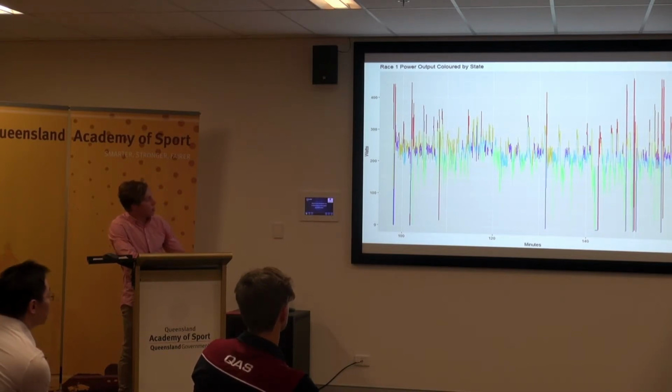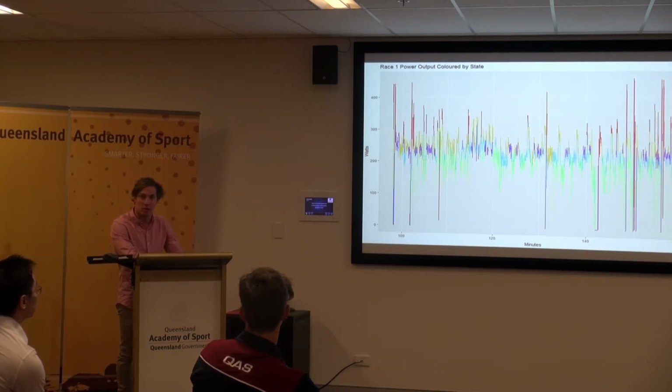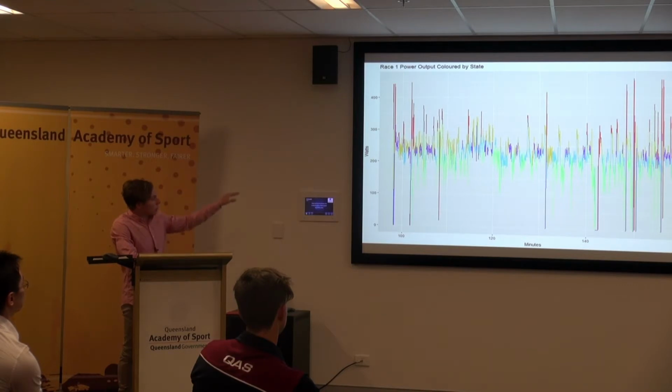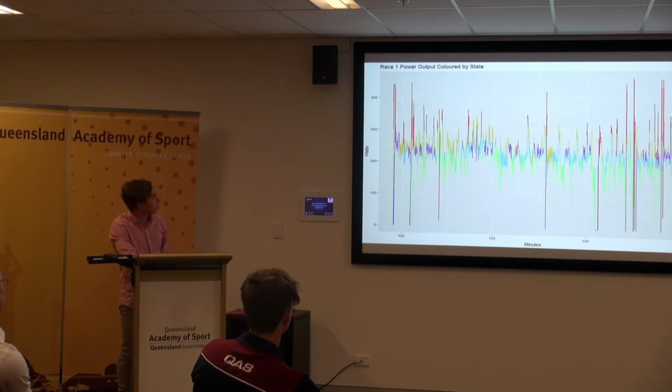A high variability in a race would be very colourful, with lots of changes in these states, compared to a low variability, which would be almost one colour, staying within that one state throughout the race. State 4 was centred around 200 odd watts, which was the average power output for this race. And you can see that's that blue colour centering around the middle of that line there.